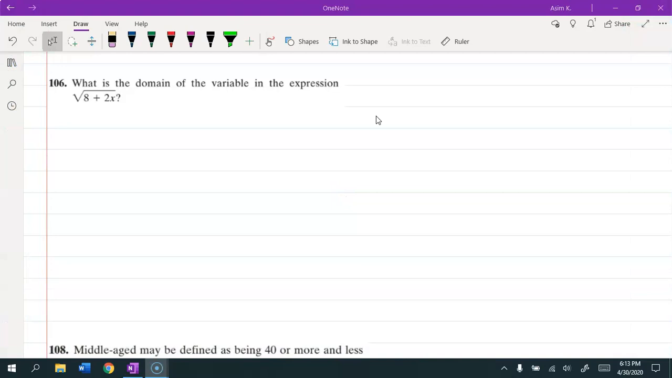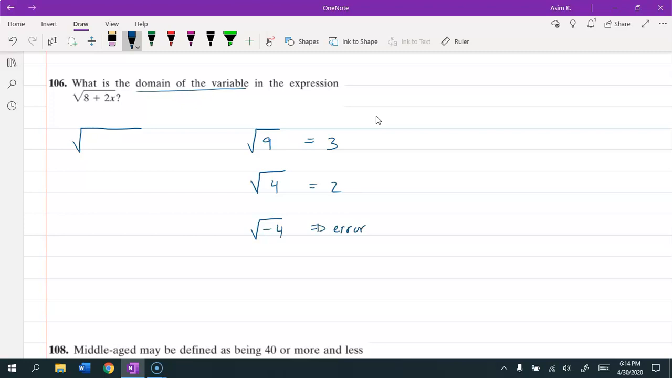All right, number 106 is an application question, and it says, what is the domain of the variable in the expression? So if you've got a square root of some number, right? Let's suppose that it was the square root of 9. What's the square root of 9? It's 3. What's the square root of 4? It's 2. What's the square root of negative 4? You have an error. You can put it in a calculator. It'll say error, right? So it's not equal to error, but it's an error. If you find the square root of any negative number, you will get an error, right? You can't get a real answer. All the way at the end of pre-calculus, you learn what that answer was, though.